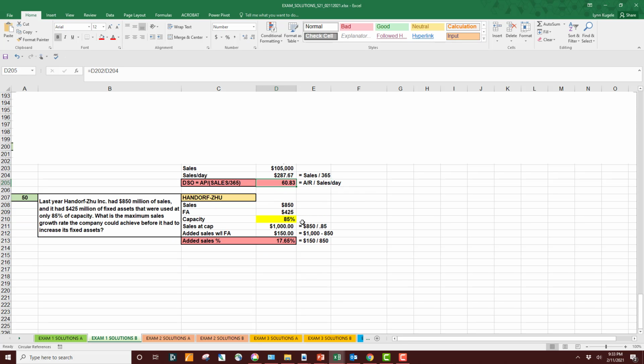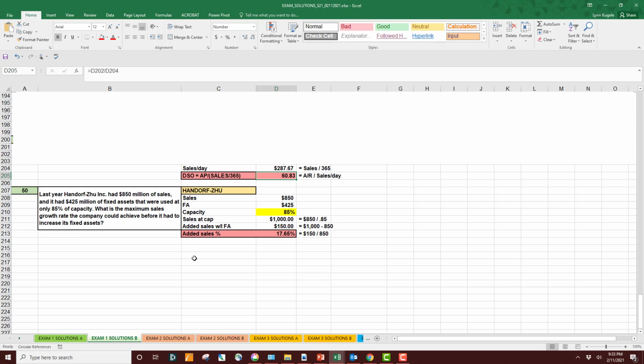Last year, Hendorf Zoo had $850 million of sales and $425 million of fixed assets that were at 85% capacity. What's the maximum sales growth rate the company could achieve before it had to increase its fixed assets? Well, at capacity, it's 850 divided by 0.85. They could add then 1,000 minus 850. They could add 150. So the added sales is 150 over 850, 17.65%.